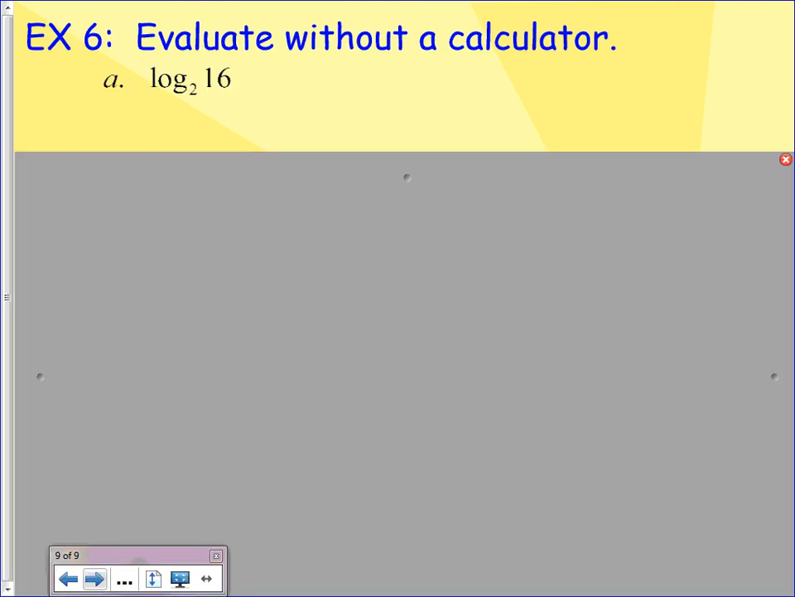The last thing we're going to do here, we're going to do 5 or 6 more evaluating without a calculator. These are like what I mentioned earlier that you didn't necessarily need to write down. So go through these and see if you can get them.